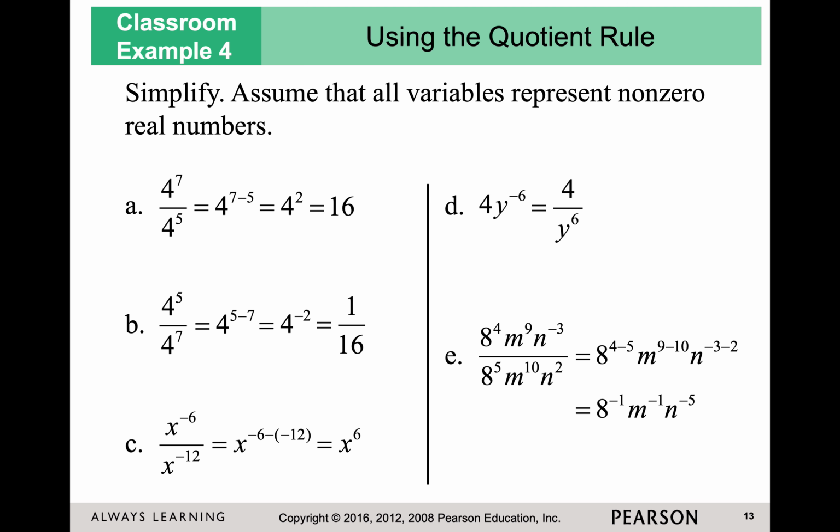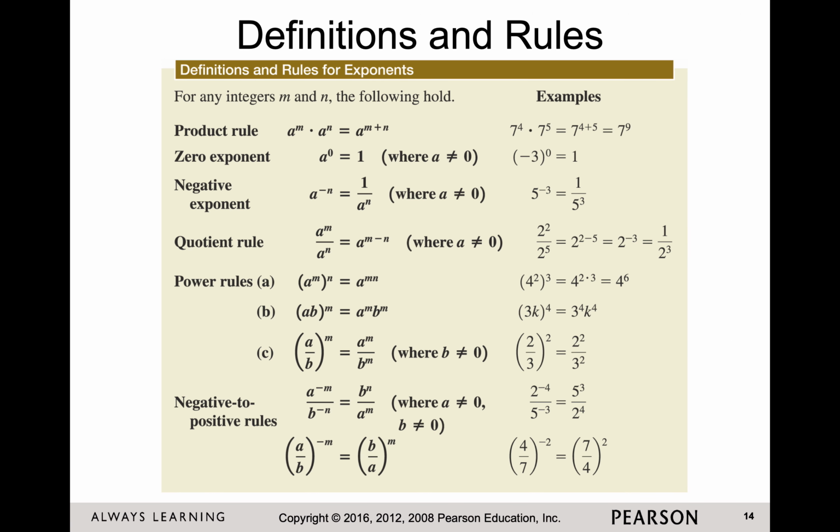Which gives me 8 to the negative 1. 9 minus 10 is negative 1. Negative 3 minus 2 would be negative 5. I'm going to have to move all of that to the bottom. You could have started by bringing the n down here and then doing the 3 plus 2. That would still get you to the same place. Doesn't matter what road you take as long as you wind up at the same place.